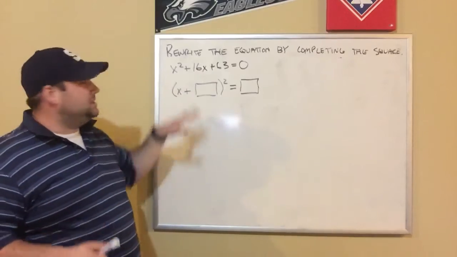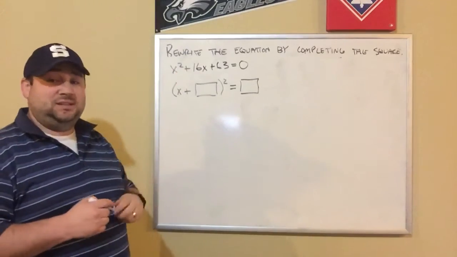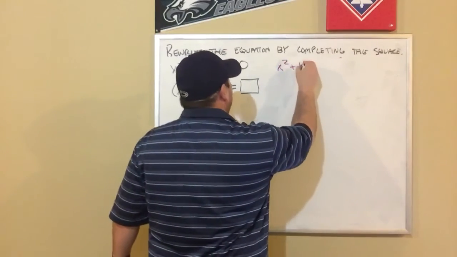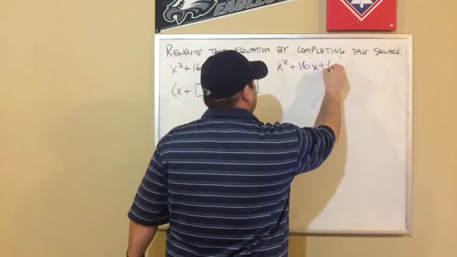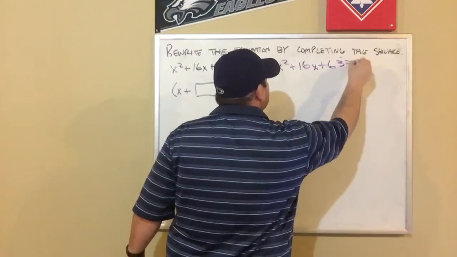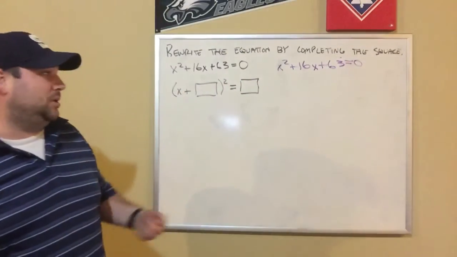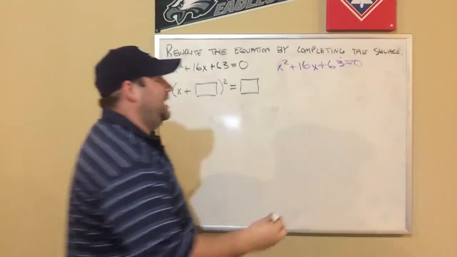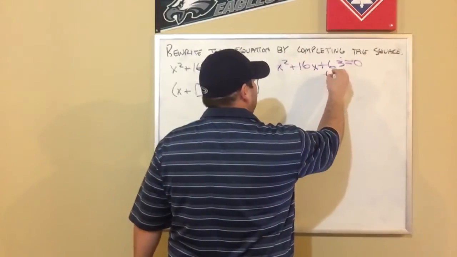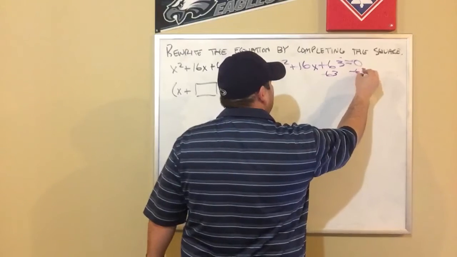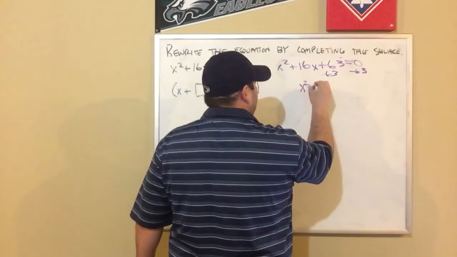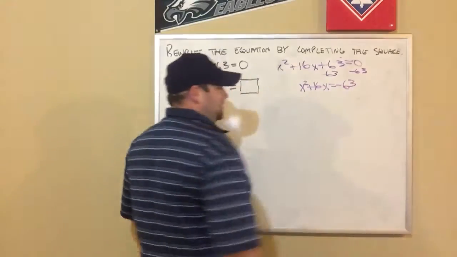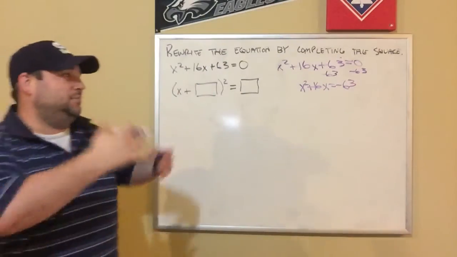So what we're going to do is solve this equation by completing the square. I'm just going to rewrite it over here: x squared plus 16x plus 63 equals 0. Our first step is to take the constant, the number without a variable, and get it to the other side. So I'm going to subtract 63 from both sides, and I now get x squared plus 16x equals negative 63. So I took that and moved it to the other side.